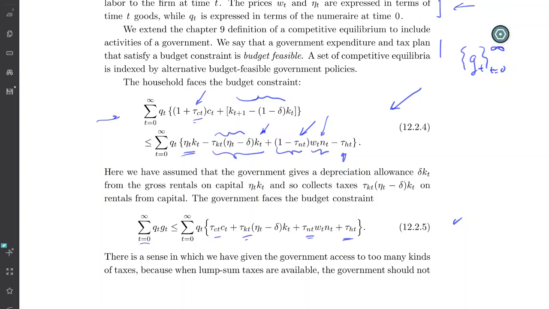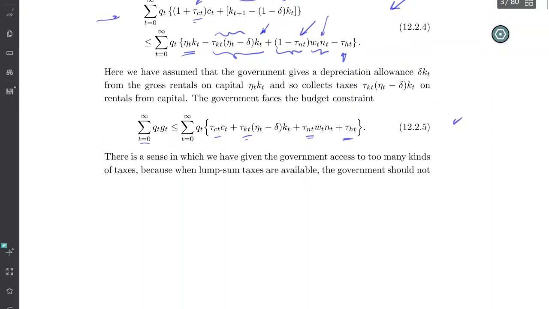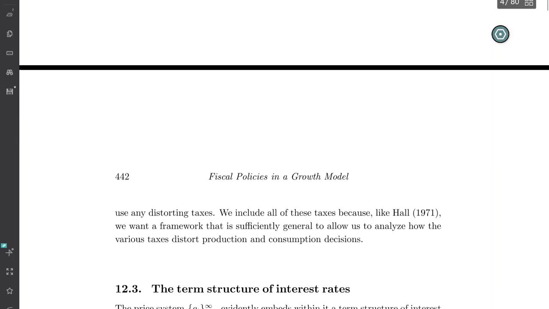We've given the government a whole bunch of kinds of taxes, and there's a couple senses in which we've given it too many. We did it on purpose so that we can understand the consequences of different taxes. That's the whole deal here. Okay, so that's a budget constraint.